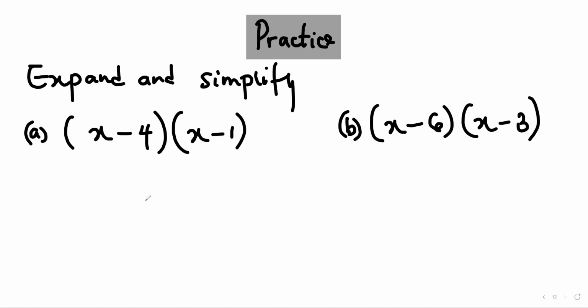So how did you do this? Okay, let's do the correction for this one. Basically, you do x times x, right? That's x squared. And then you go x times minus 1. And it's going to be what?